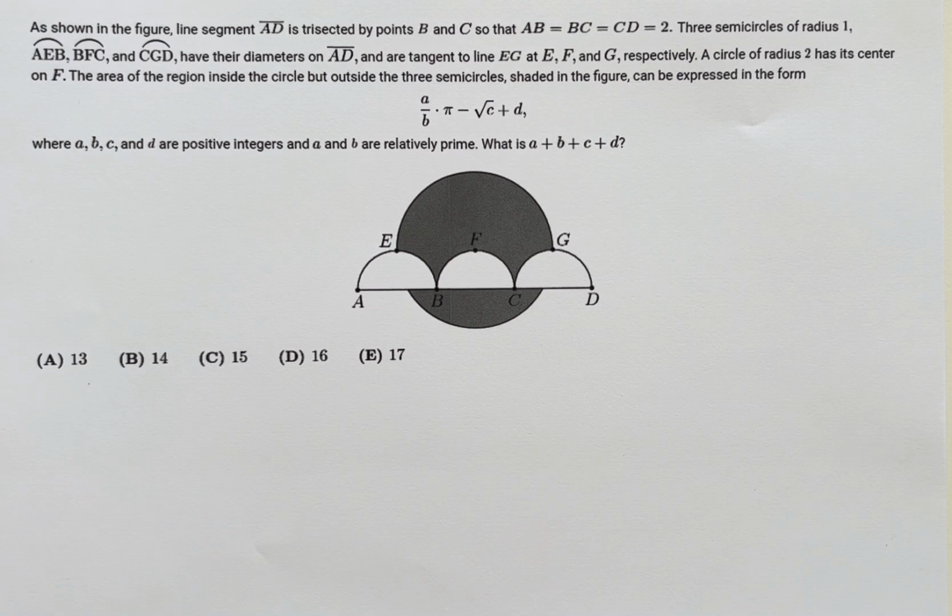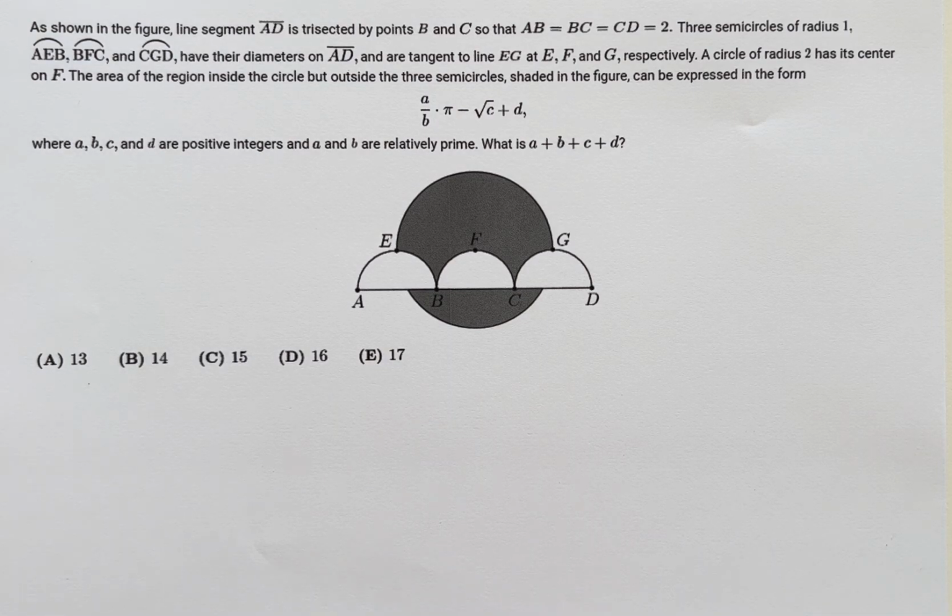The area of the region inside the circle but outside the 3 semicircles shaded in the figure can be expressed in the form A over B times pi minus square root of C plus D, where A, B, C, and D are positive integers and A and B are relatively prime. What is A plus B plus C plus D?